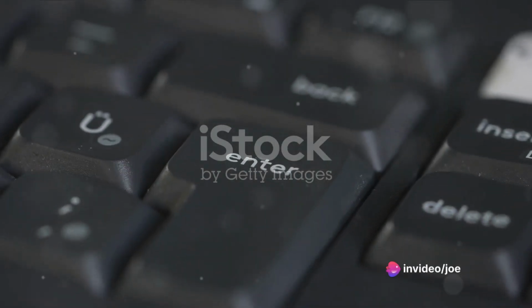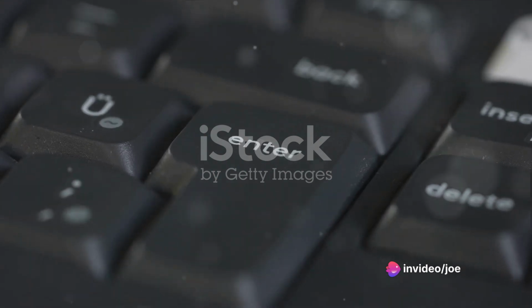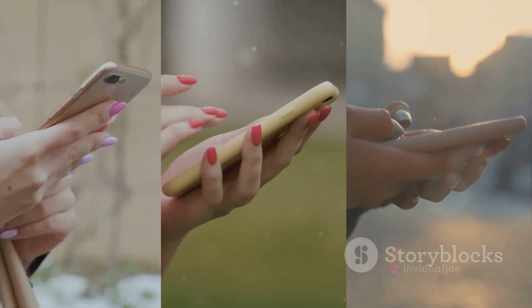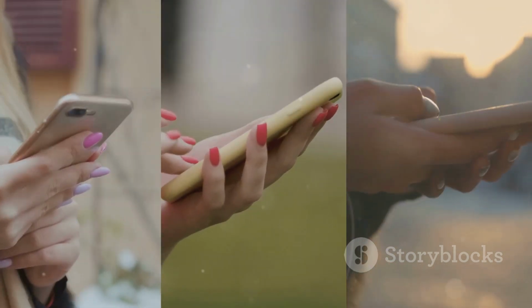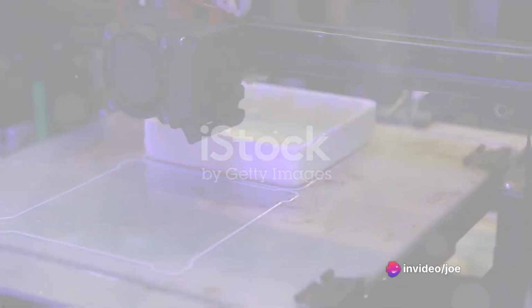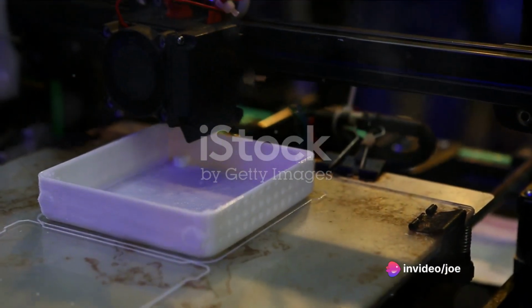Step 5. Launch your site. Once you're happy with how everything looks and works, it's time to go live. Share your new website on social media, with your friends, and in any 3D printing communities you're a part of. The more people who know about your site, the better. And that's it. 5 simple steps to create your own 3D printing website for free.